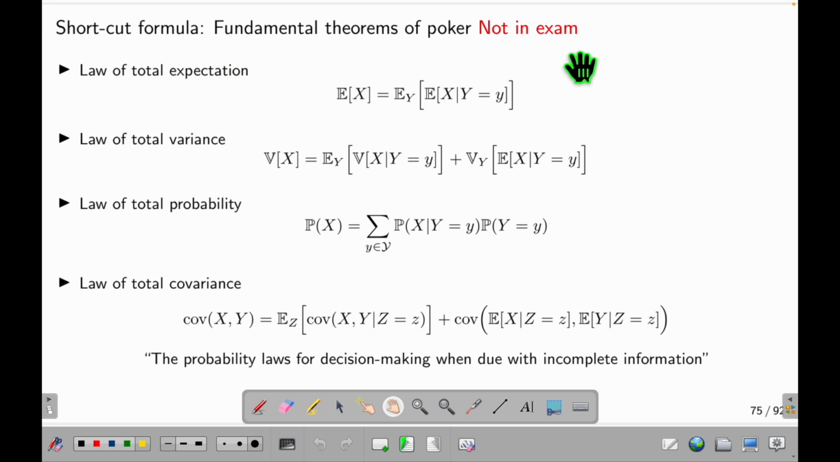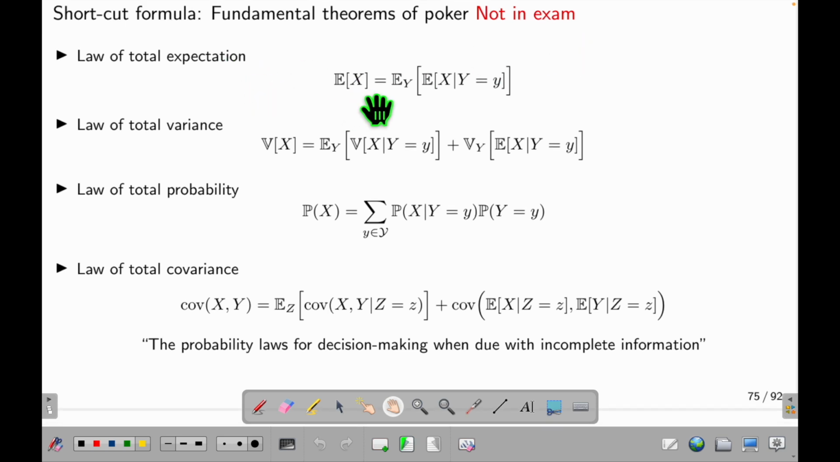And here is something not in the exam. The expected value of x is the same as the expected value of the conditional expected value. And actually this is called the law of total expectation. You also have the version for the variance that's called the law of total variance, like this. And then the law of total probability, like this. And also the law of total covariance. Together, they form the basis of the fundamental theorem of poker.